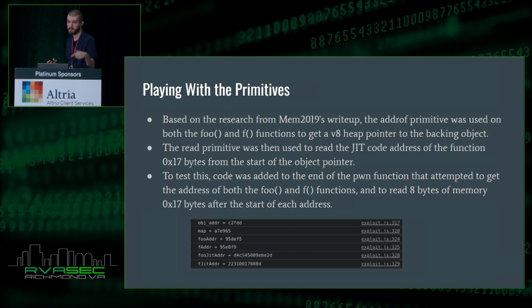So if we perform some reads with our primitives, we can get the address of foo, we can get the address of f, and then look at what exists in memory 0x17 bytes after that, so reading like a struct field. We can see that we're able to perform those reads without it crashing, which suggests that, number one, the primitives are actually working, and that there's some meaningful data there.